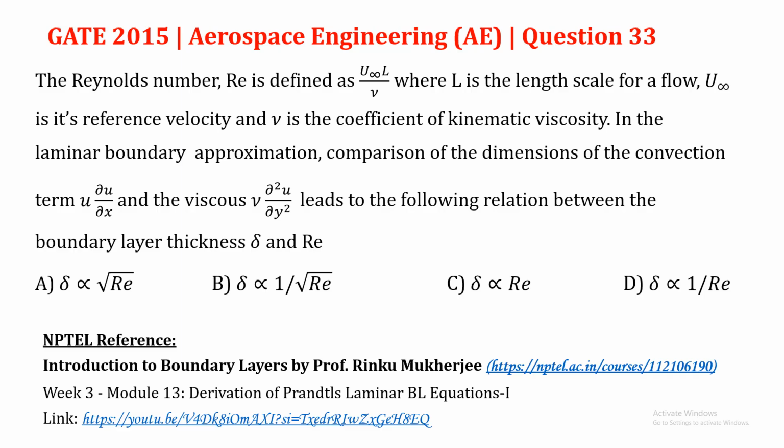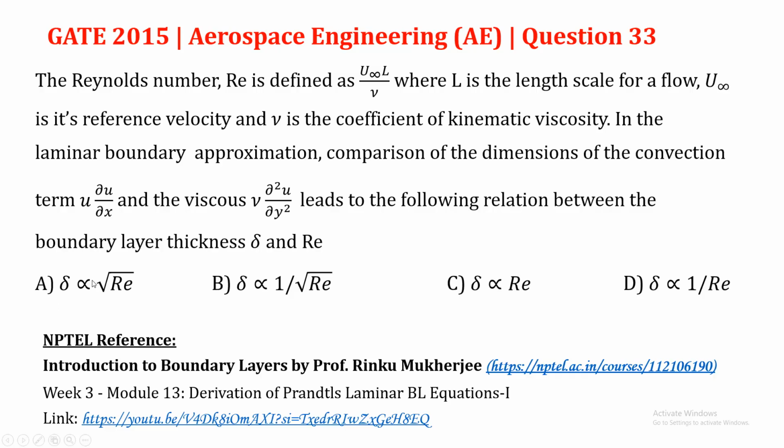In the laminar boundary layer approximation, the comparison of dimensions of convective term u ∂u/∂x and the viscous term nu ∂²u/∂y² lead to the following relationship between the boundary layer thickness delta and Reynolds number. So we have been given four options by relating the Reynolds number and the boundary layer thickness.